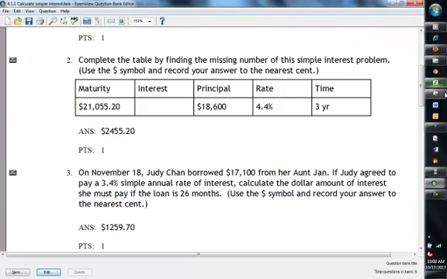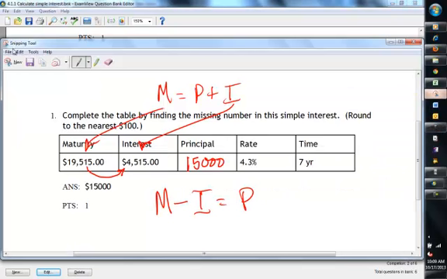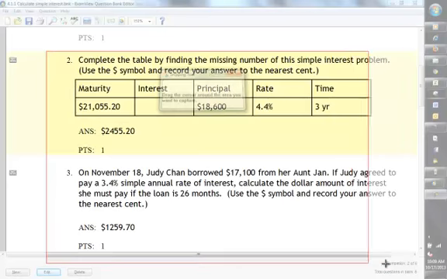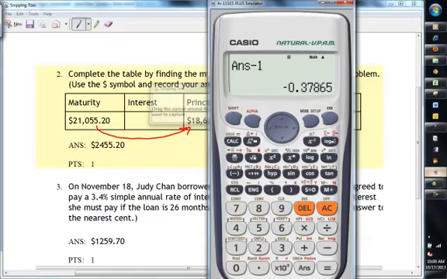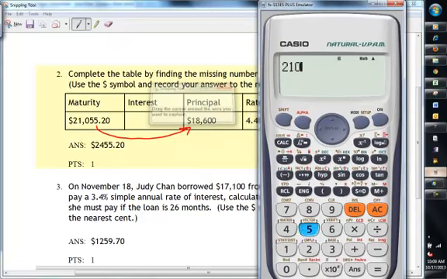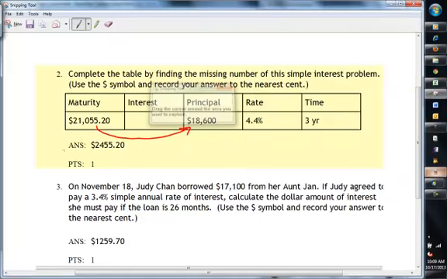Same kind of a thing, only this time they want us to find the interest, okay? So, well, if we know the maturity value and the principal, we can just subtract, and we would take 21,055, subtract 18,600, and we get $2,455 and 20 cents. I forgot the 20 cents.